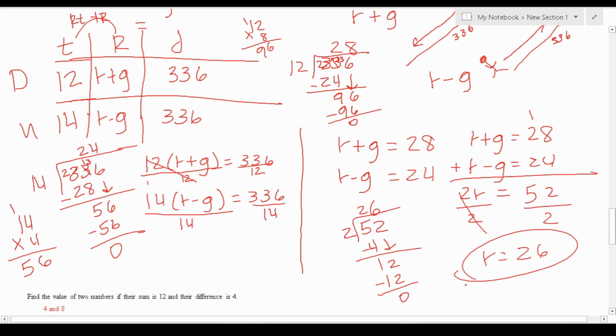In other words, this runner is capable of running on flat ground at a rate of 26 miles per hour. And in getting this 26 miles per hour, we've solved this problem.